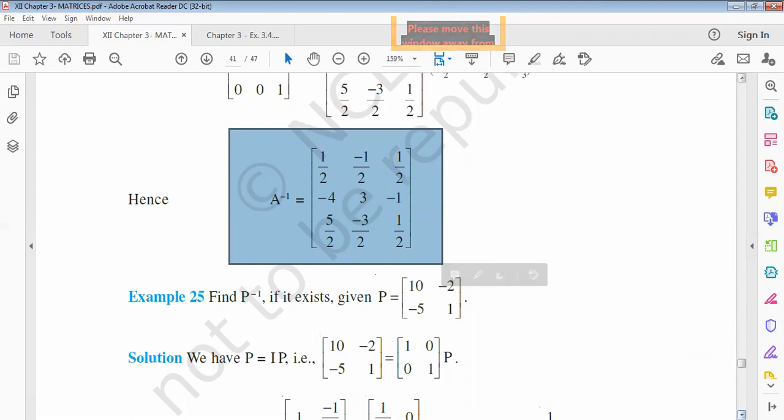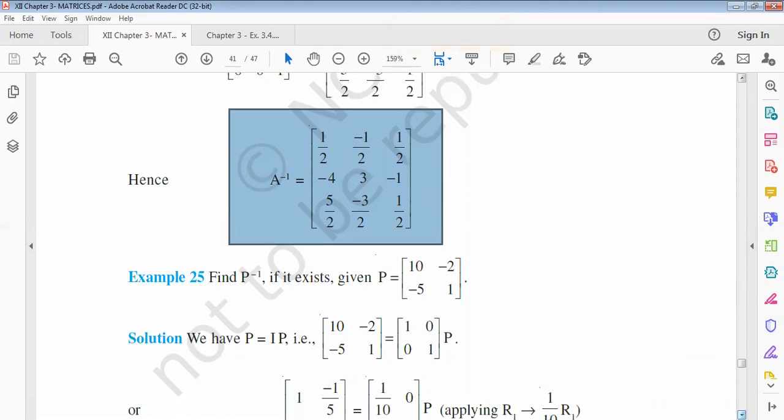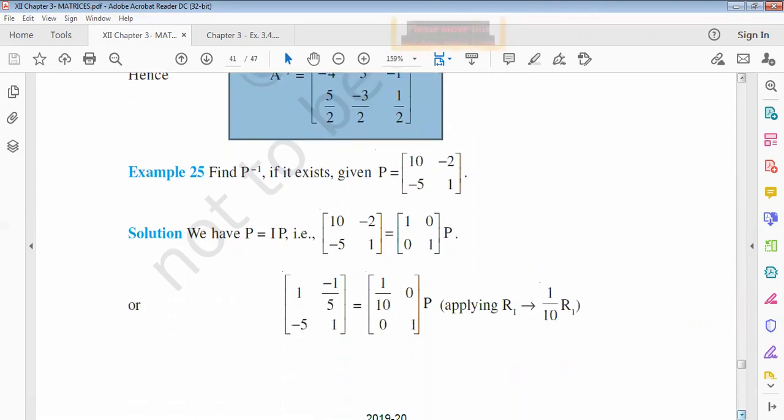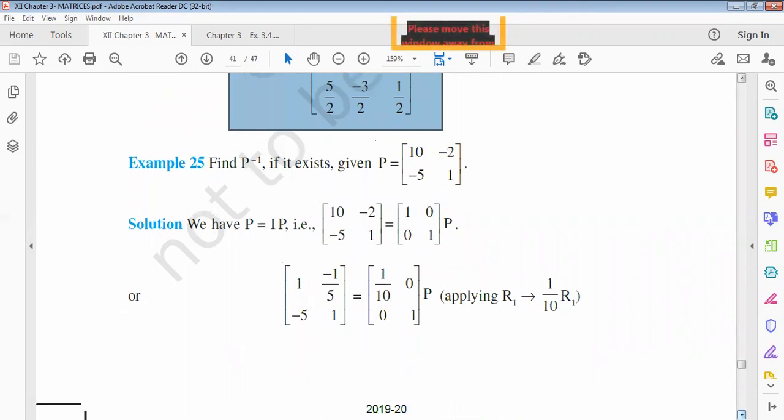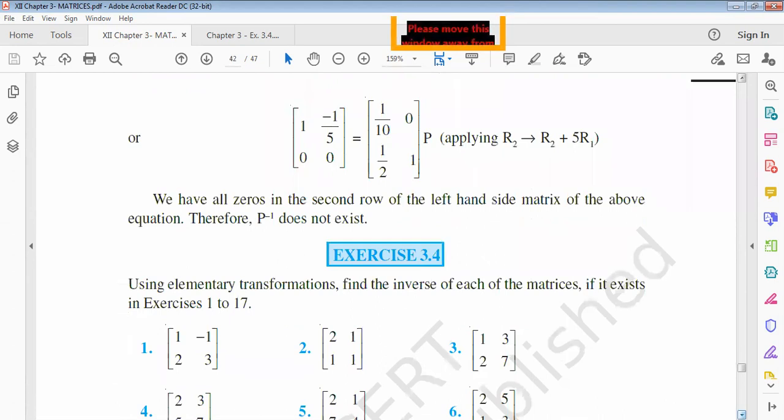There is another example, example number 25. Here we have to find the P inverse, where P is given to us. So in the same way, we find the inverse of the given matrix.